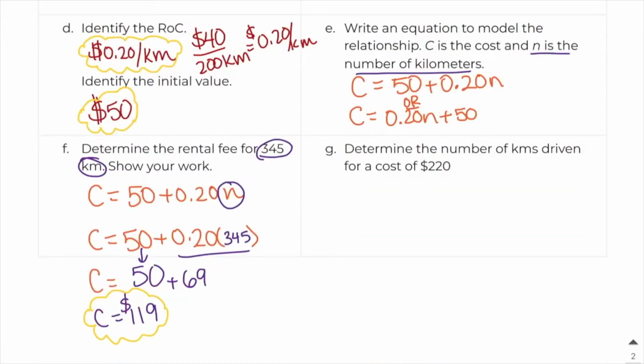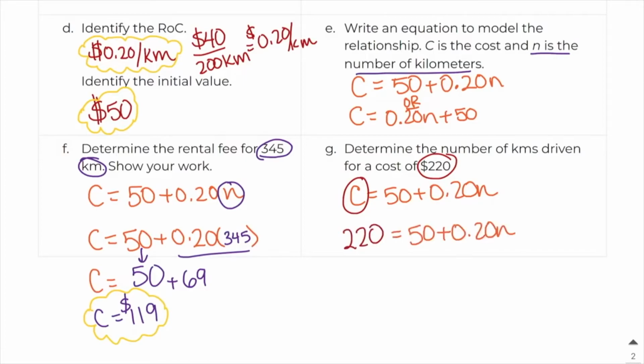So question G says to determine the number of kilometers driven for a cost of $220. So this time we're given the cost. The cost is $220. So I can replace that C with 220 right here. And I want to solve for N. So the first thing I do is I get rid of that 50 by subtracting it. This goes away. 220 minus 50 is 170. 170 is equal to 0.20 N.